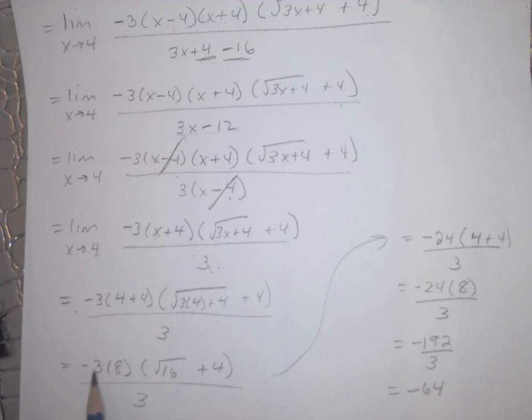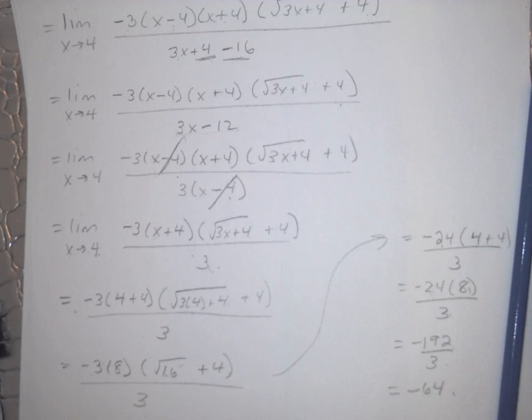And then just simplified. Here you get the square root of 12 plus 4 is 16. And then I just multiplied the negative 3 by 8 to get negative 24. And then square root of 16 is 4, so I got 4 plus 4 there. Negative 24 times 8 over 3, and then negative 192 over 3 turns out to be negative 64. So that's my answer for this one.